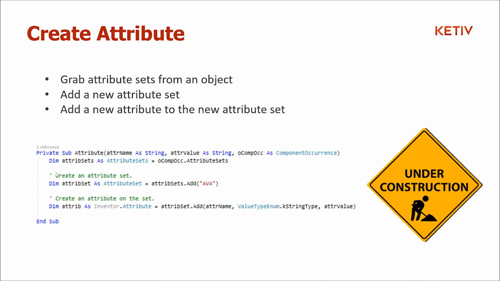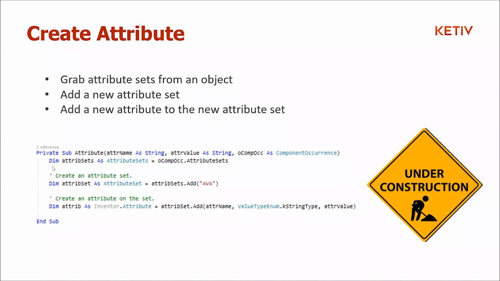Putting it on the part definition might be a good place if you wanted to grab all of the occurrences and the definition. You could put it on faces like we've talked about. So after we grab the attribute sets from that object, we'll add a new attribute set. And then we'll add a new attribute to that new attribute set.